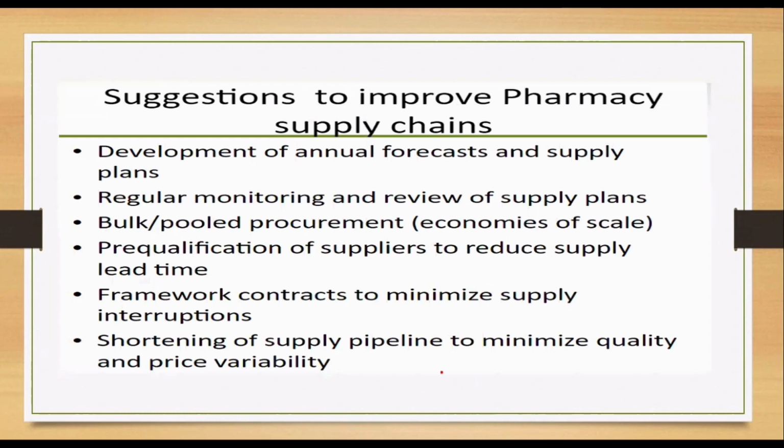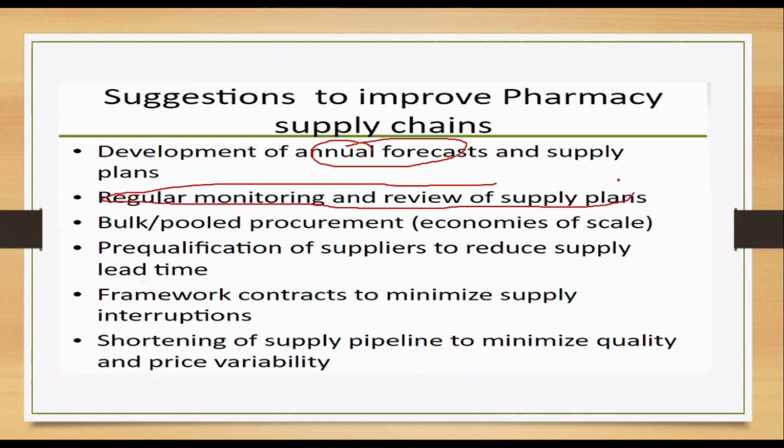So, what are the suggestions that can improve the supply chain? The development of annual forecasts is very important. Forecasting is the topmost priority in pharmaceutical supply chains. If the forecasting method is not proper, it is going to lead to many disruptions. And regular monitoring and review of the supply chain is also one of the important ones.